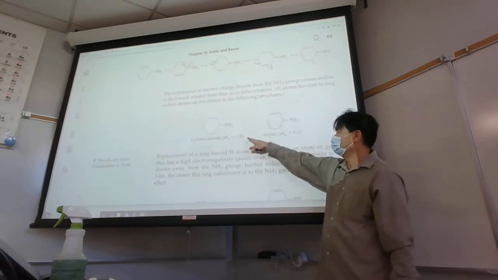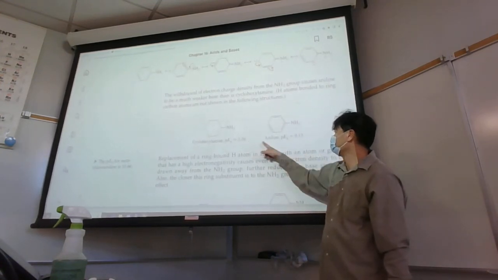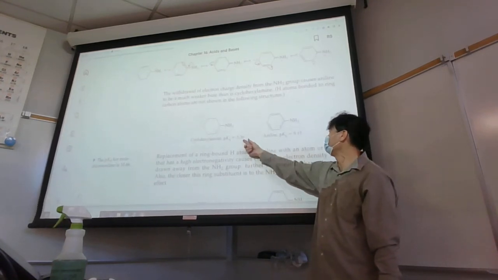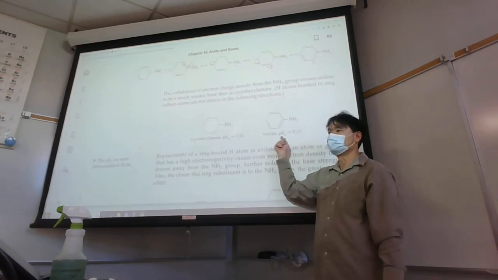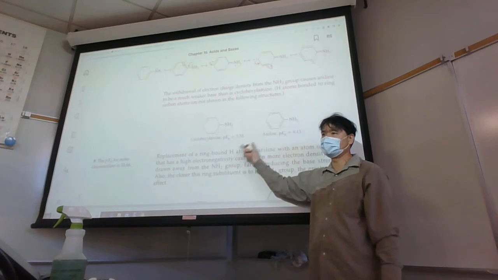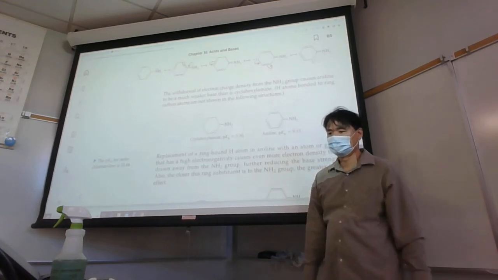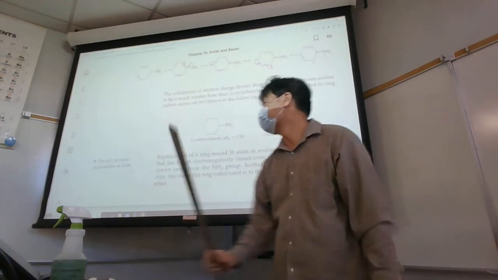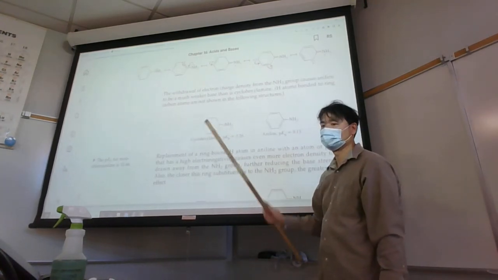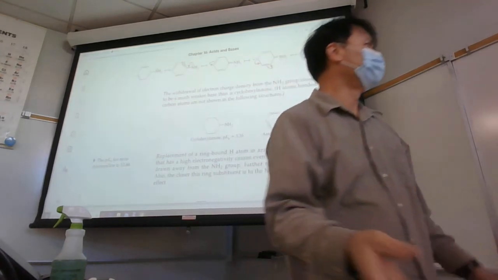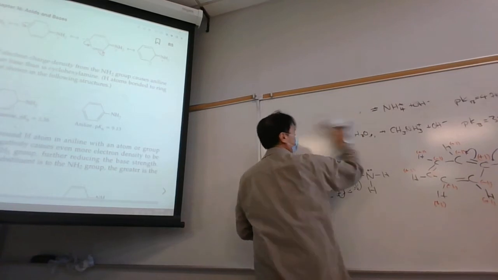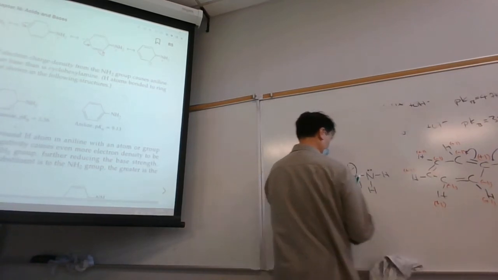If you look at cyclohexylamine versus aniline, which one's more basic? By how many orders of magnitude? 6 orders of magnitude more basic. A million times more basic. Why? Because a cyclohexyl group, which is this, is an electron pusher. If we look at cyclohexyl group like that, this is going to be sp3 carbon.